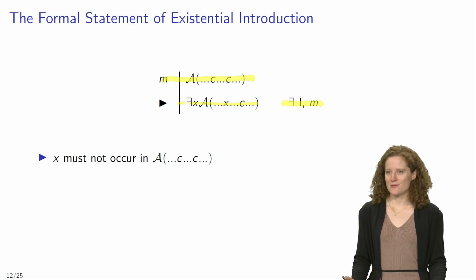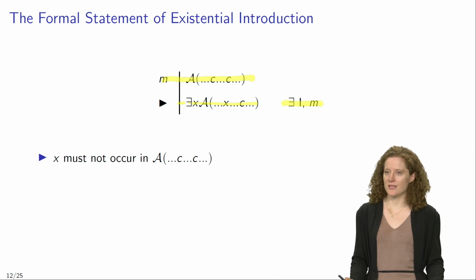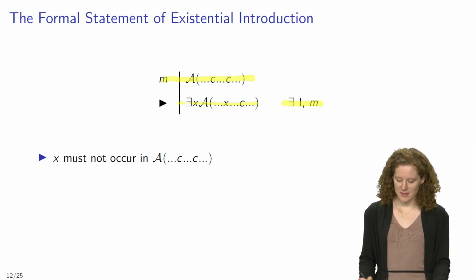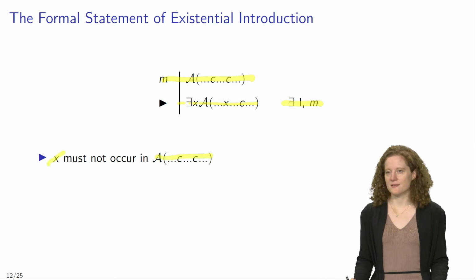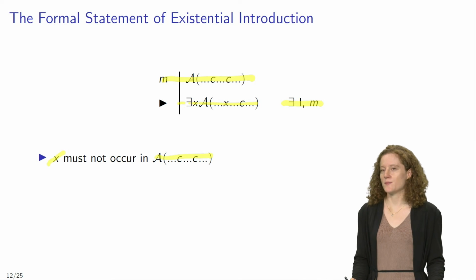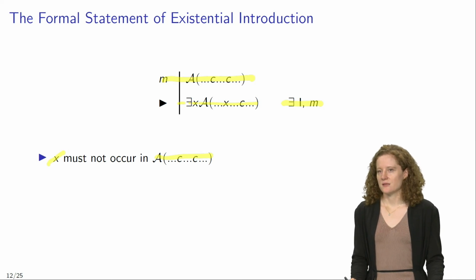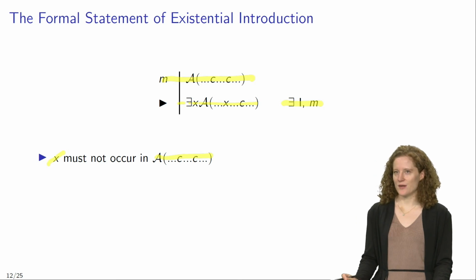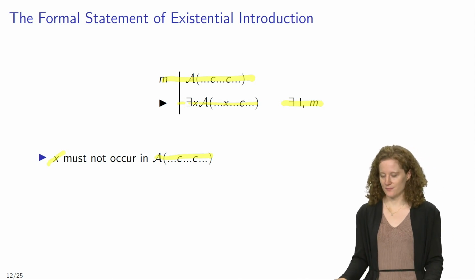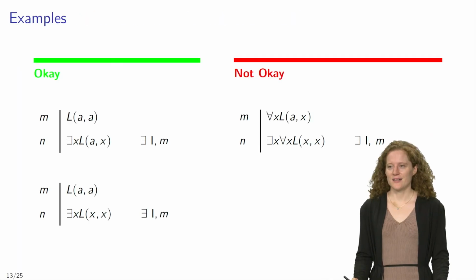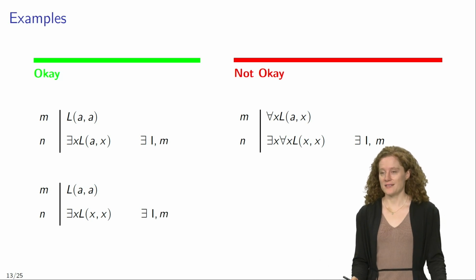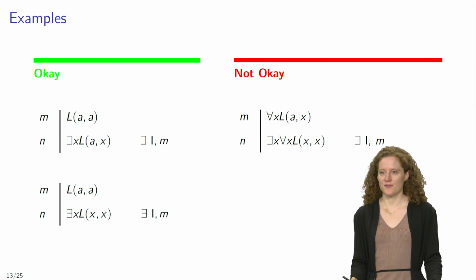Now, to apply this rule properly, you just need to pay attention to one important constraint, and the constraint is that the variable x must not occur in the sentence A(C) that appears in line M. So the variable x may not appear in line M when you apply the rule. Let's look at a few examples of correct and incorrect applications of the rule existential introduction.